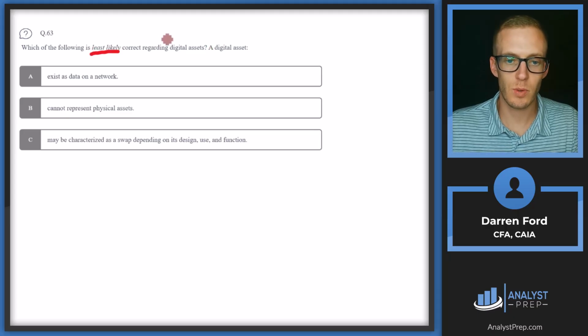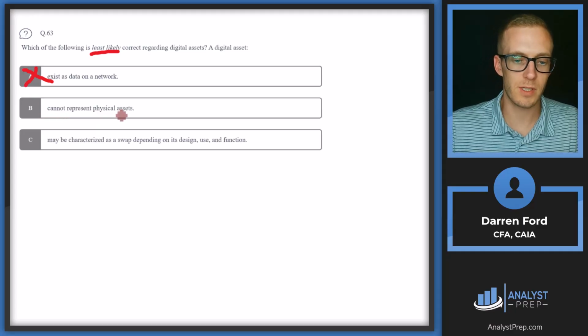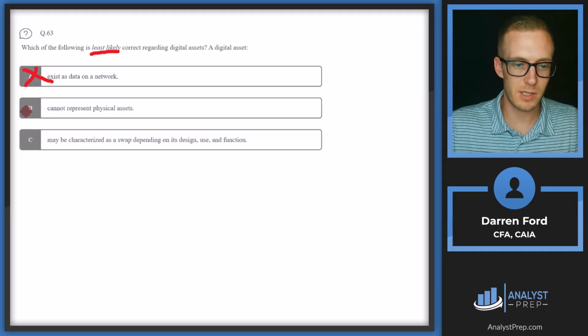Question 63. Which of the following is least likely correct regarding digital assets? So least likely, so 2 of these will be correct and 1 will not be. A, exist as data on a network. We can rule that out since that will be correct. A digital asset does exist as data on a network. B, cannot represent physical assets. I'm going to say that's probably going to be our answer so far.